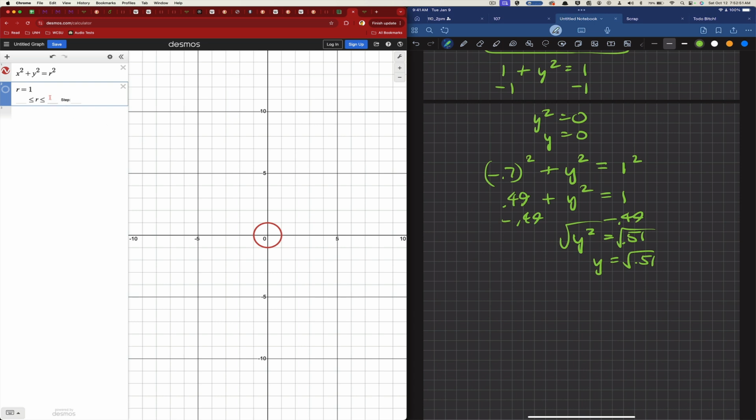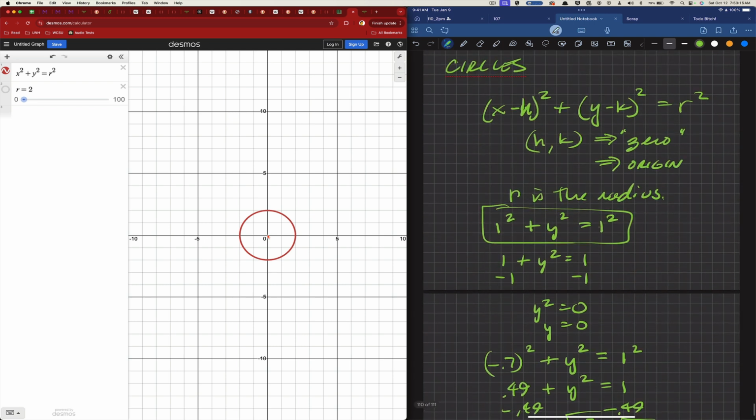If I put a 2 in for r, so I have to change the scale. I'm going to go from 0 to 100, step 1, and it's going to give us a slider. And if I just move this up just a smidge, there's radius 2. So 1, 2, radius being the distance from the center point. The origin is the center point of the circle. I told you we're going to talk about this in a second. This is the center point for the circle.